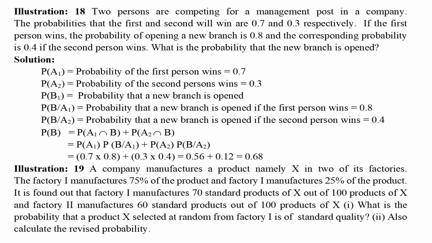If the first person wins, the probability of opening a new branch is 0.8, and the corresponding probability is 0.4 if the second person wins. What is the probability that the new branch is opened?